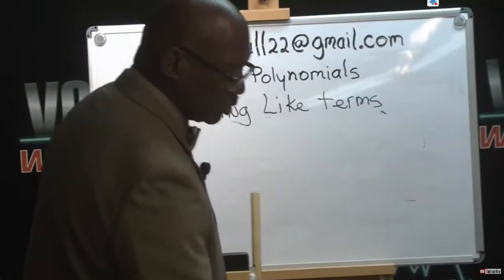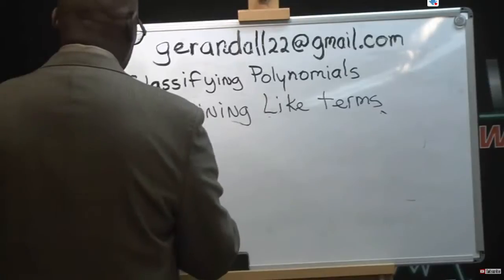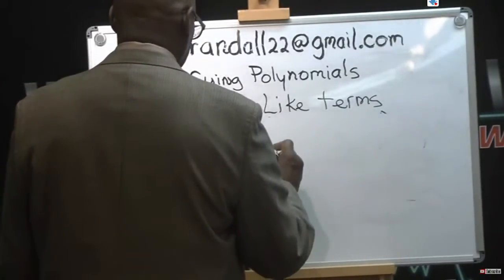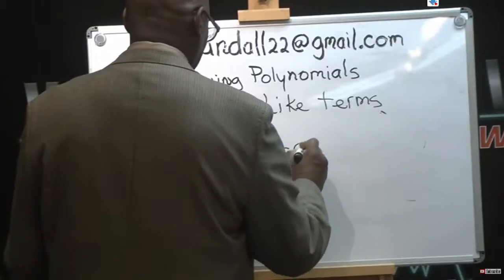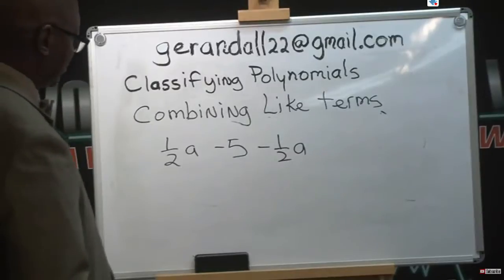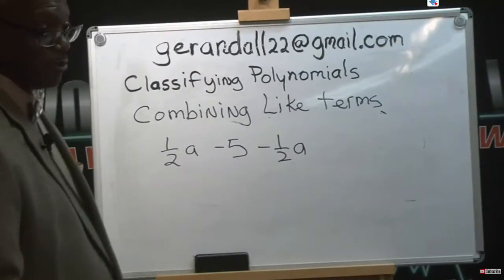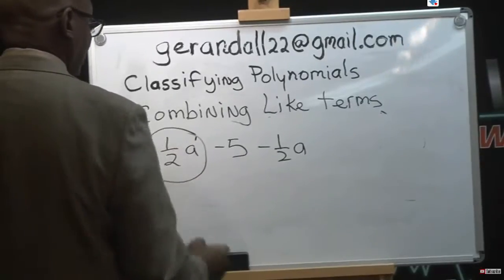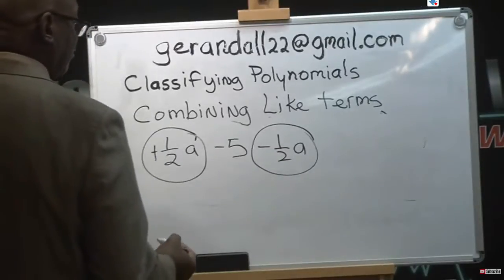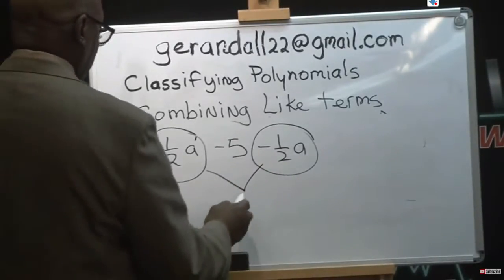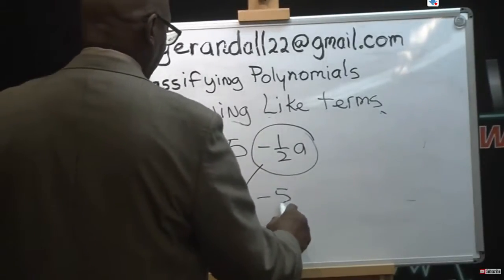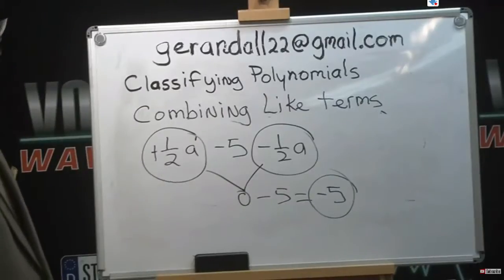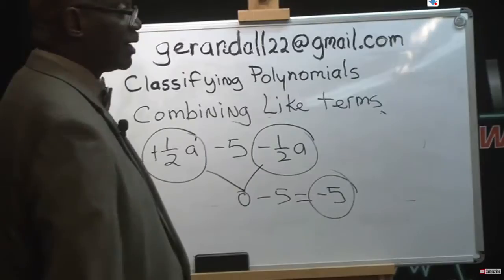Okay, let's look at one more. 1/2 a minus 5 subtract 1/2 a. This one's going to have a numeric answer, only because we've got a positive 1/2 a here, and a minus 1/2 a there. When you combine those two, you get 0, and you're left with 0 minus 5, which is minus 5. That's an instance where you would get a numeric answer.